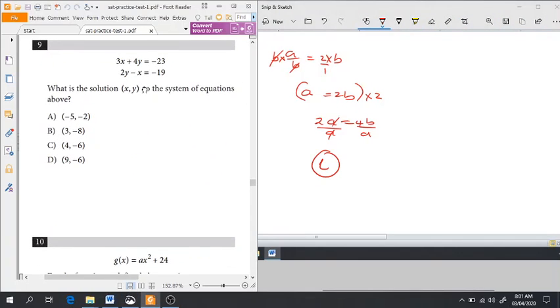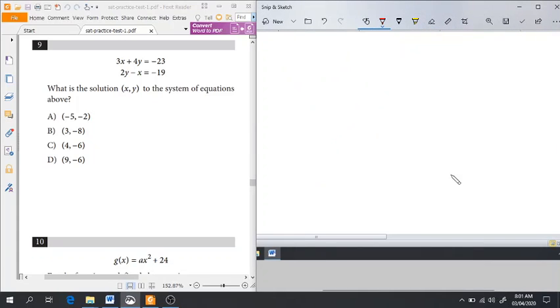Now question number 9. Question number 9 is 3x plus 4y is equal to negative 23, 2y minus x is negative 19. Now they are asking what is the solution x comma y to the system of equations above.